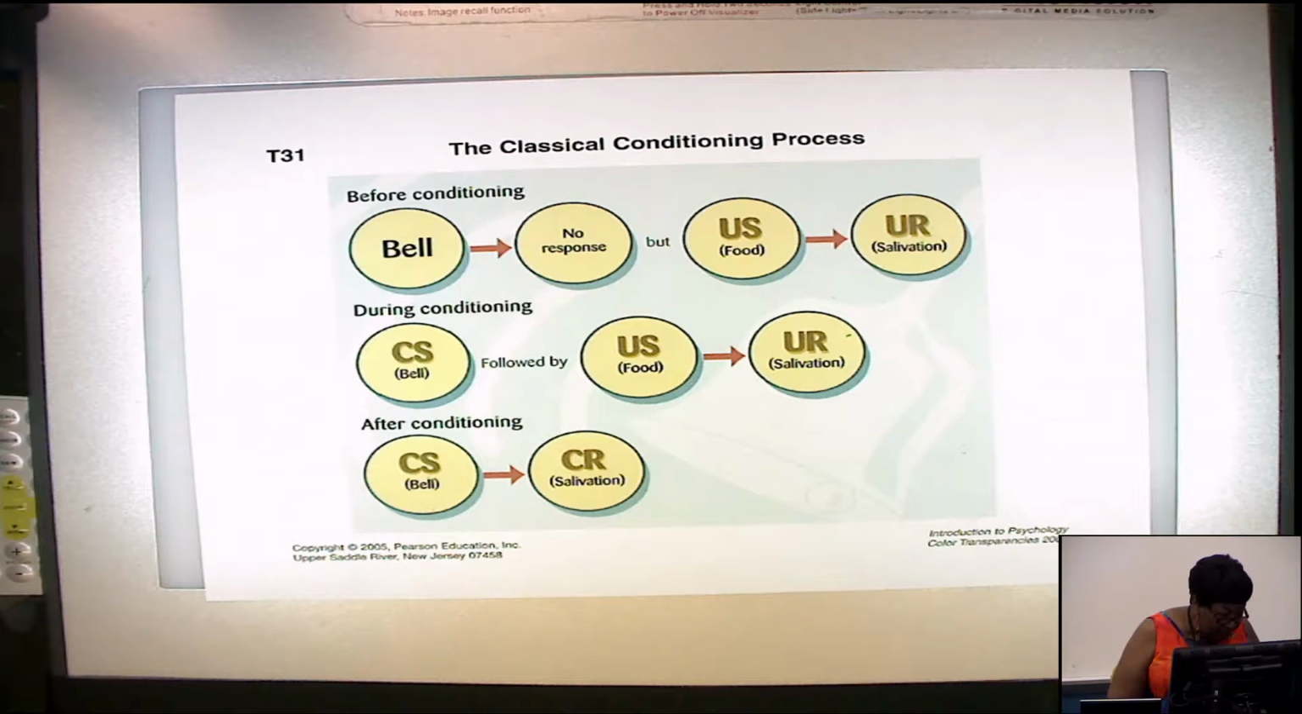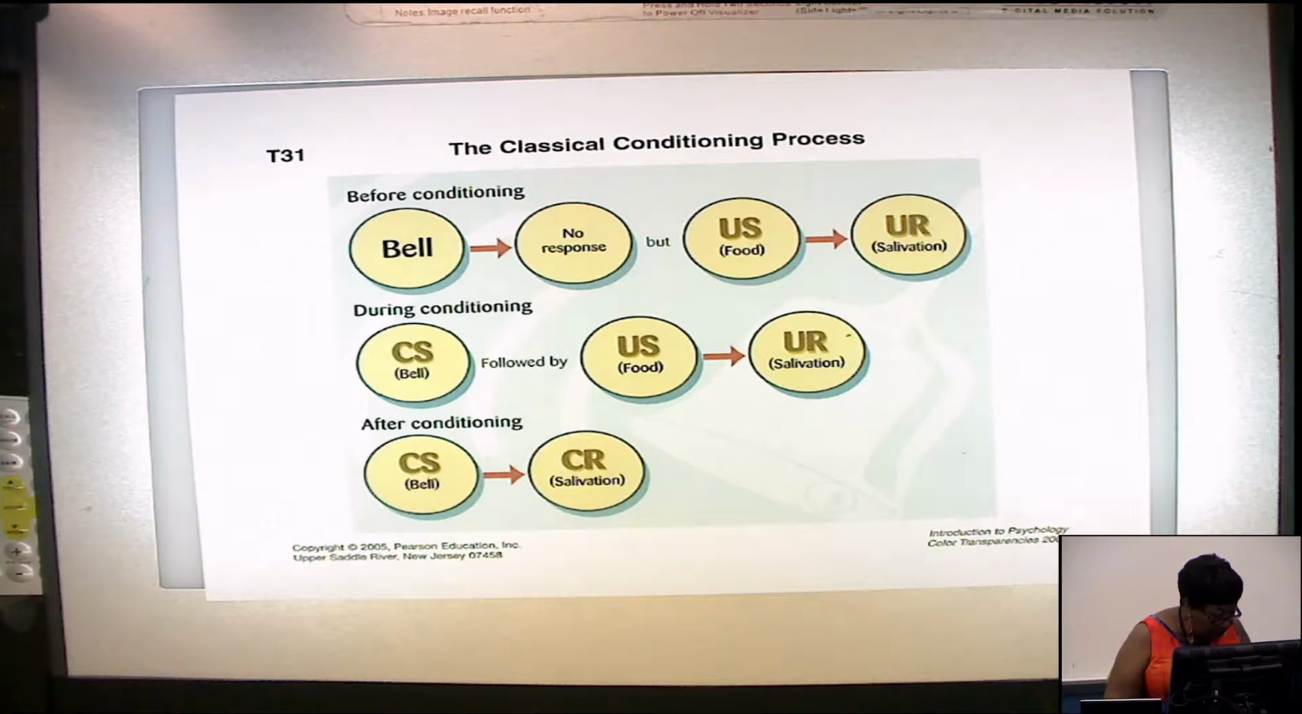Now, the next thing that's happening is Pavlov is conditioning them to respond to the bell. You see there, the bell is the CS, which stands for conditioned stimulus. That conditioned stimulus was immediately followed by the presentation of food, which is an unconditioned stimulus, which then led to the unconditioned response of salivation.